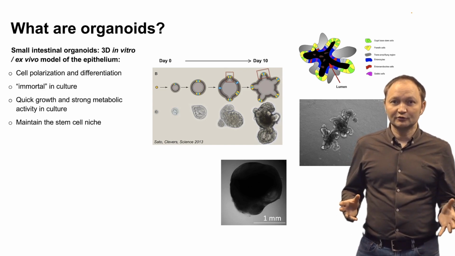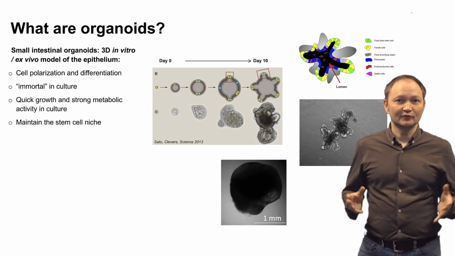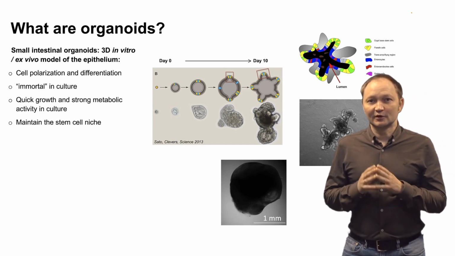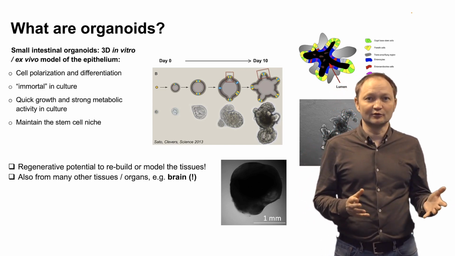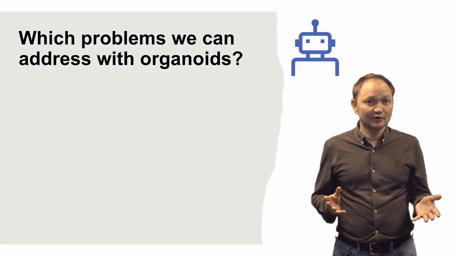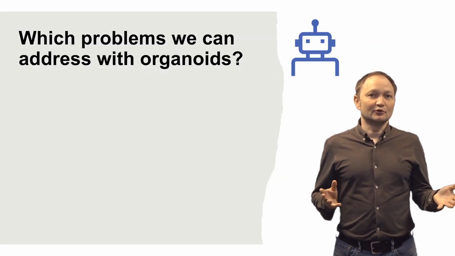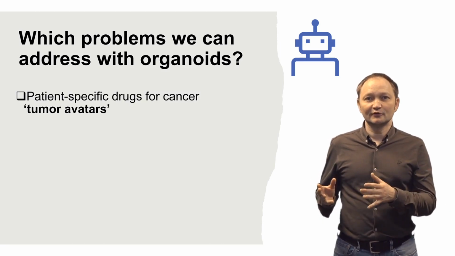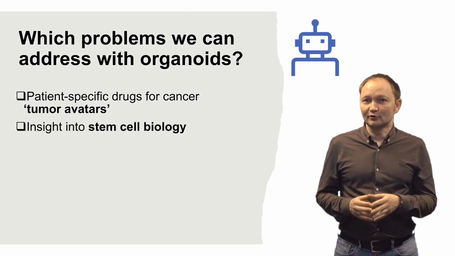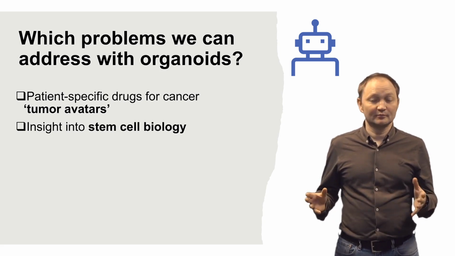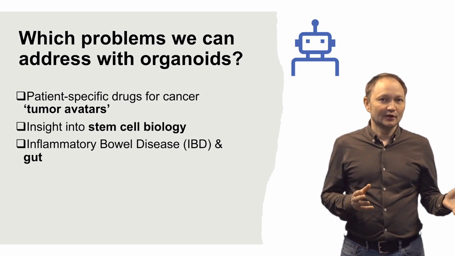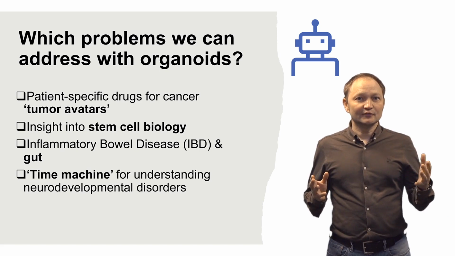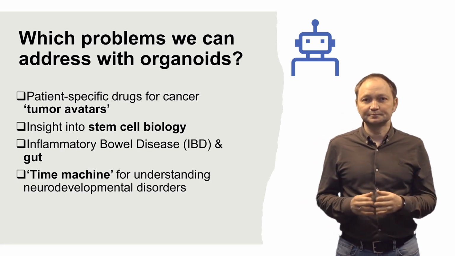These in vitro models have potential to rebuild the tissues using, for example, technology of induced pluripotent stem cells or iPSCs. In addition, organoids can be produced not only from the gut, but also from other tissues such as retina or the brain. Which problems can we address with organoids methodology? For cancer, we can produce patient-specific organoids and develop better drug therapies. We can also gain deeper insight into stem cell biology using organoids. We can address etiology of inflammatory bowel disease, and for brain, we can gain deeper insight into neurodevelopmental disorders.